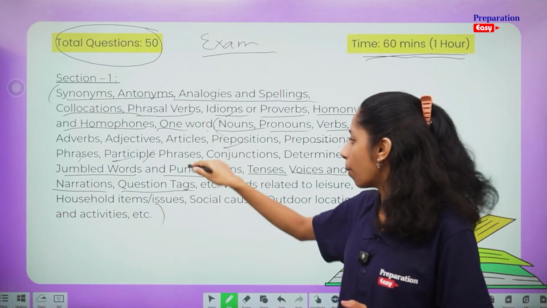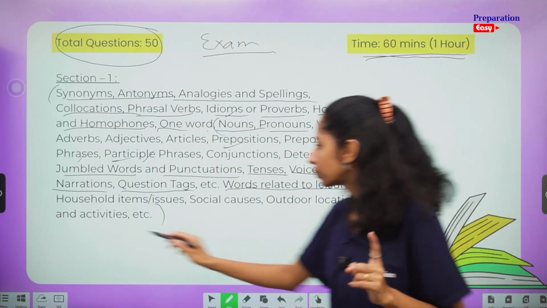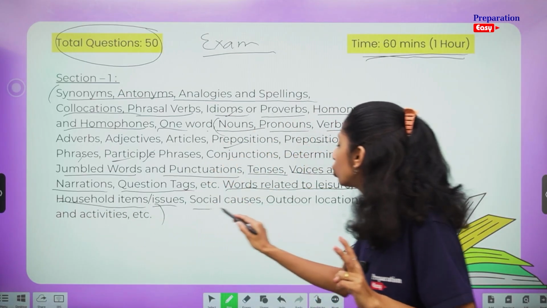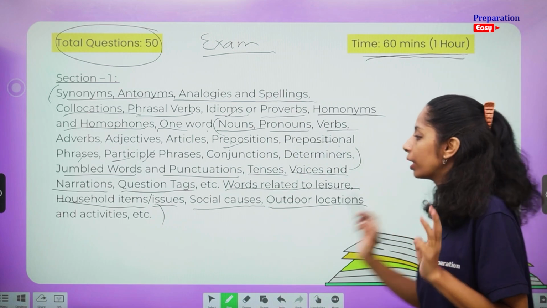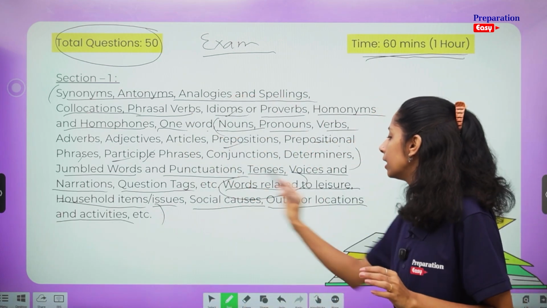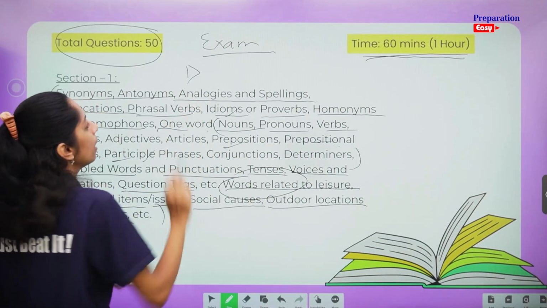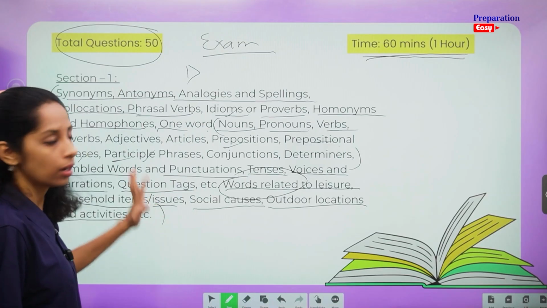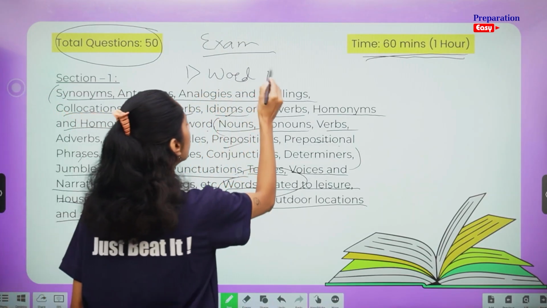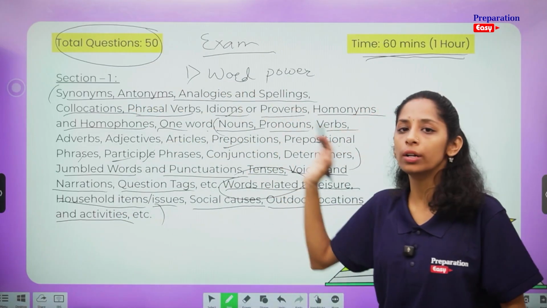practice for these topics, and further words related to leisure, household items or issues, social causes, outdoor locations and activities. So these are the words related to. Okay, so first of all we need to understand section 1. So section 1 is about the word power. Okay, it is about the word power.